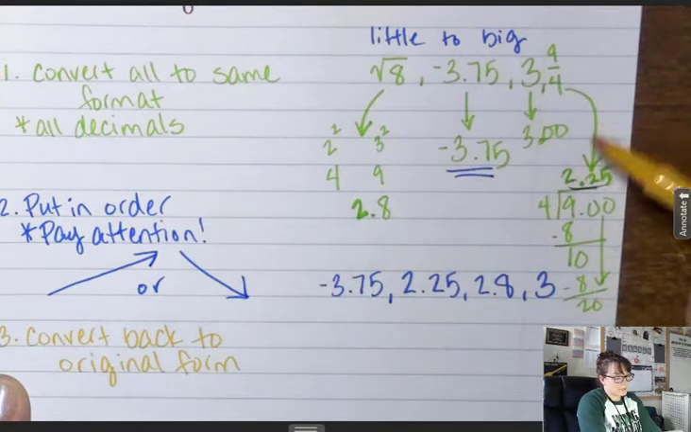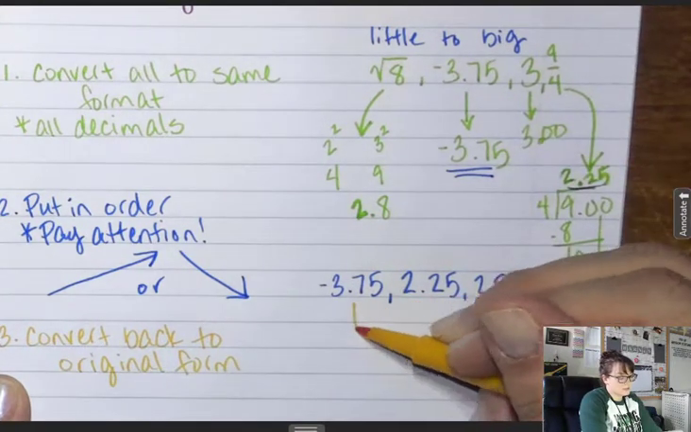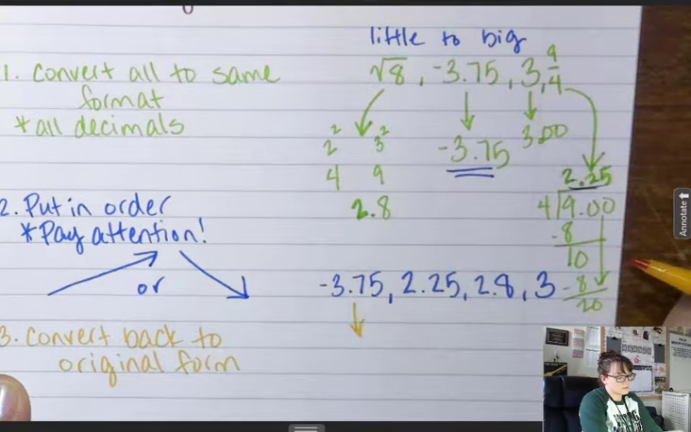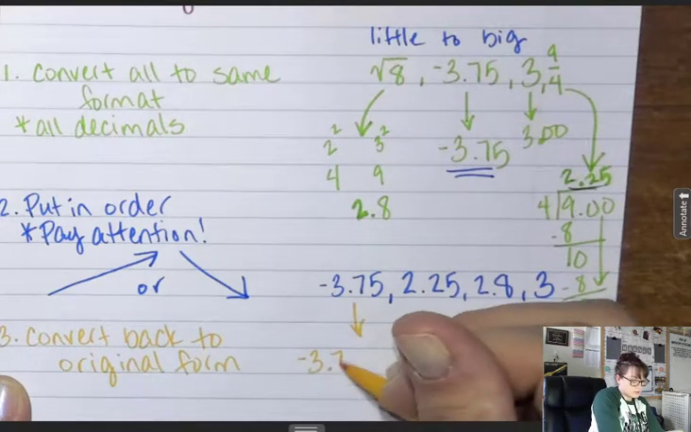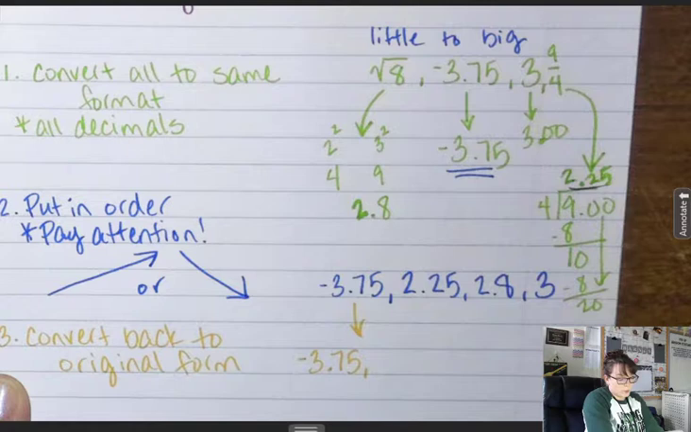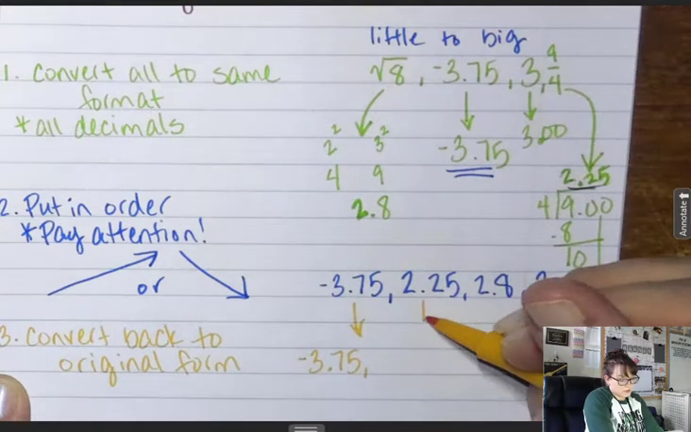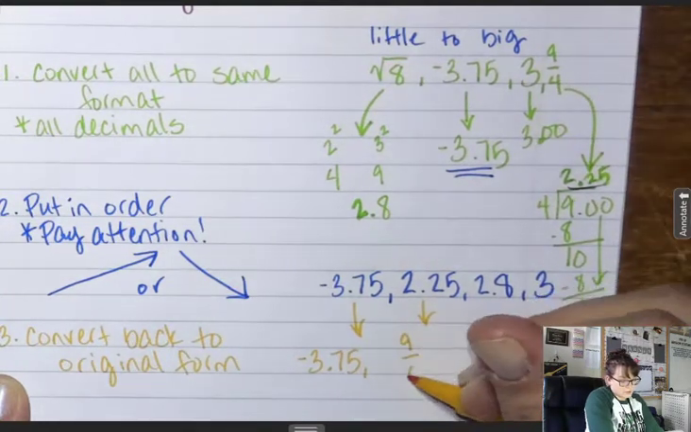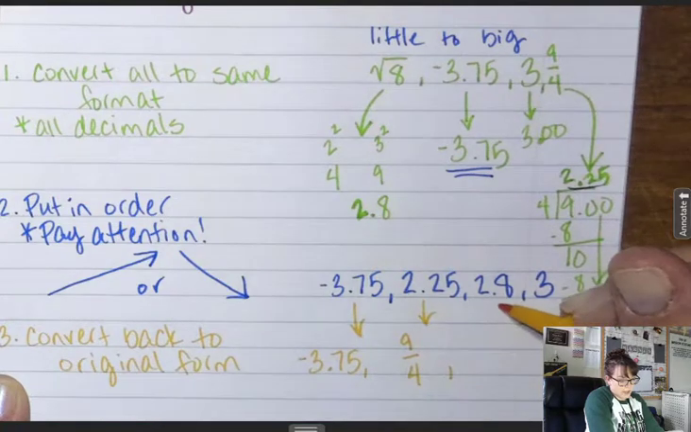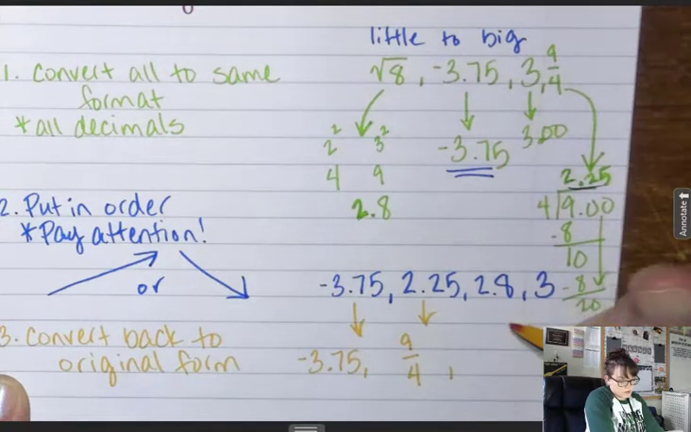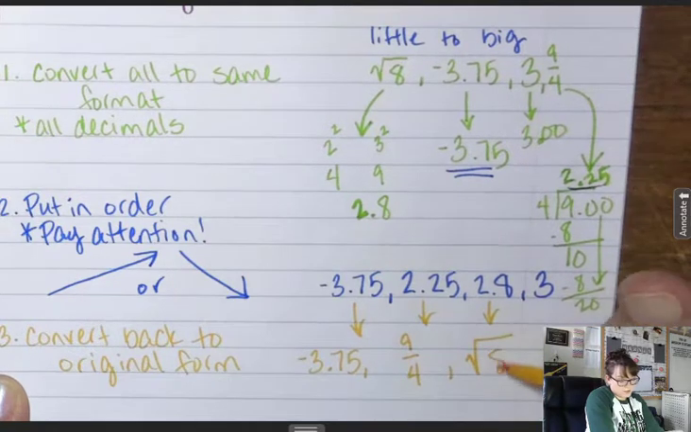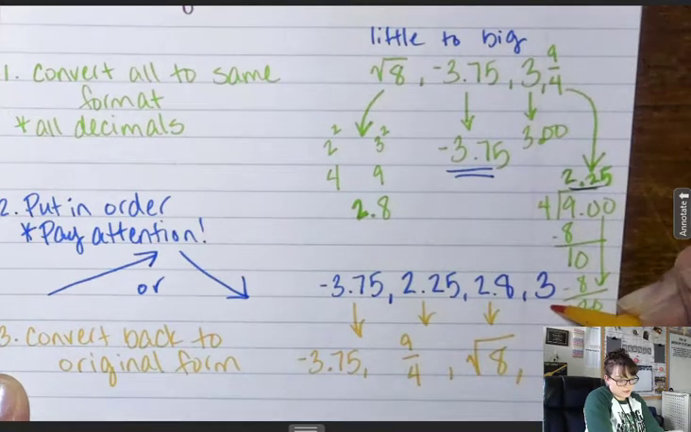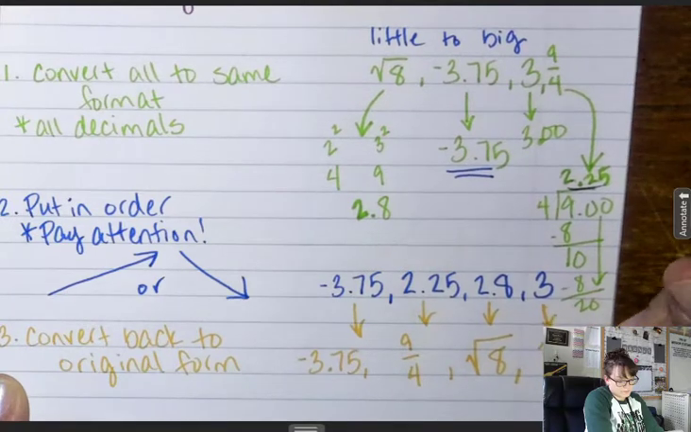So negative 3.75, what was it in the beginning? It was negative 3.75. What was 2.25? 9/4. What about 2.8? That was the square root of 8. And lastly, what was 3? Just 3. That's it.